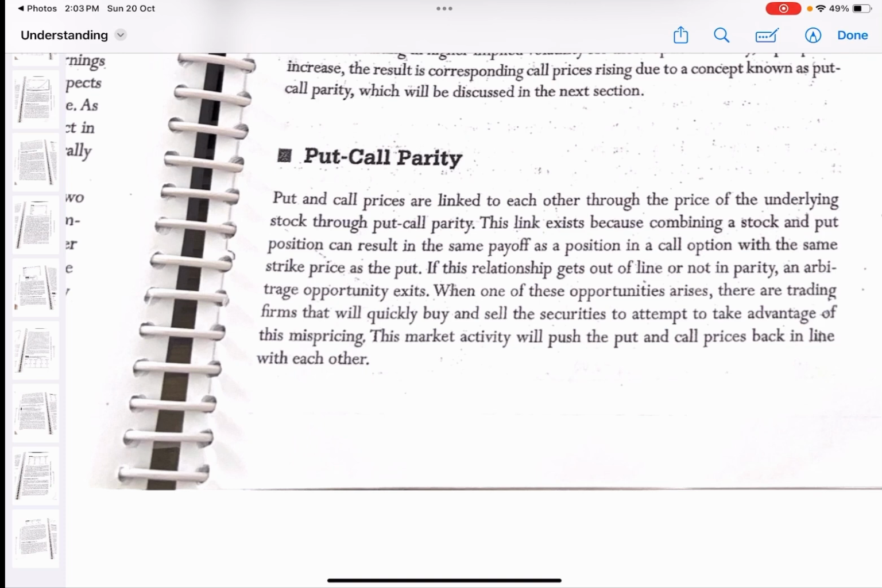This link exists because combining a stock and a put option can result in the same payoff position as a call option with the same strike price as the put. If this relationship gets out of line or is not in parity, an arbitrage opportunity exists. When one of these opportunities arises, there are trading firms that will quickly buy and sell these securities to take advantage of the mispricing. Arbitrage is basically taking advantage of the mispricing of the option contracts and the underlying security.